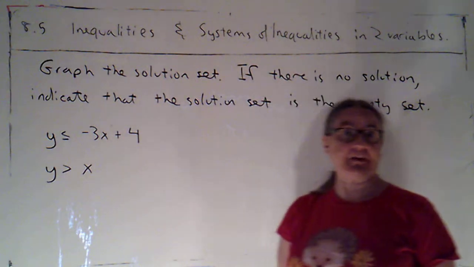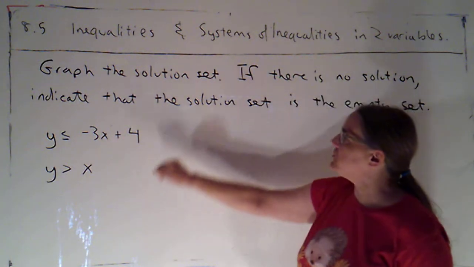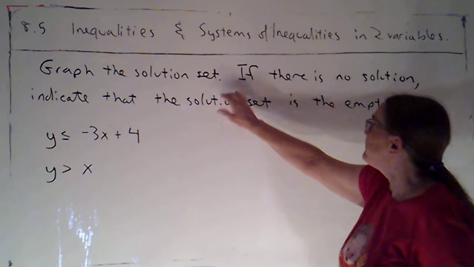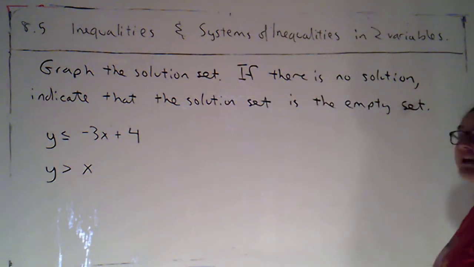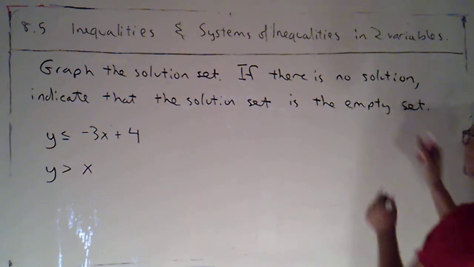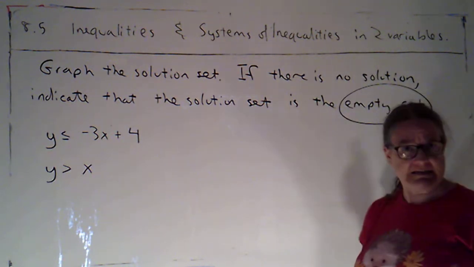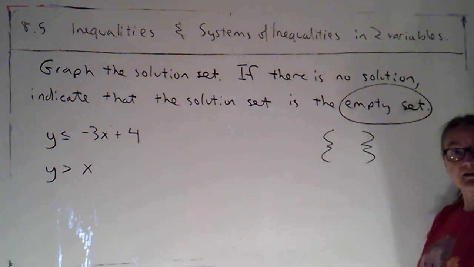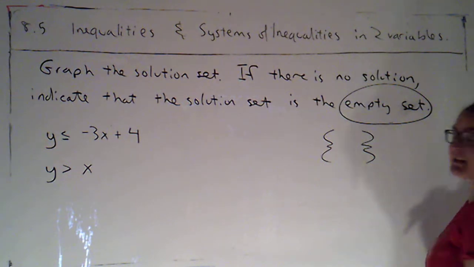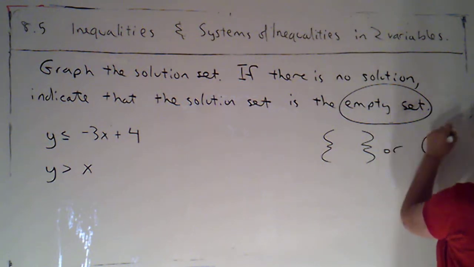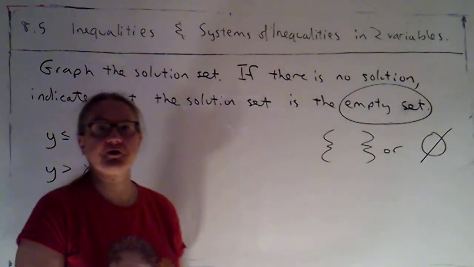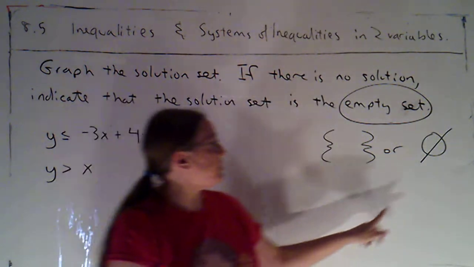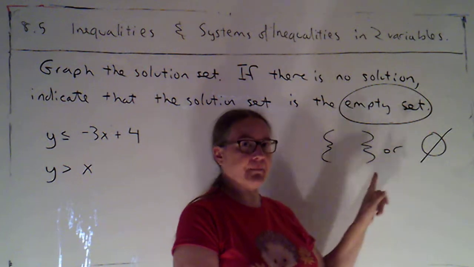We're going to move on now and take a look at systems of inequalities. The directions in your book say to graph the solution set. And then they say if there is no solution, you're going to indicate that by showing that the solution set is the empty set. So I just wanted to review, if that's the case, the empty set can be written using set braces with literally nothing inside, or you can put what looks like 0 with a slash through it. Just want to remind you not to mix these up.